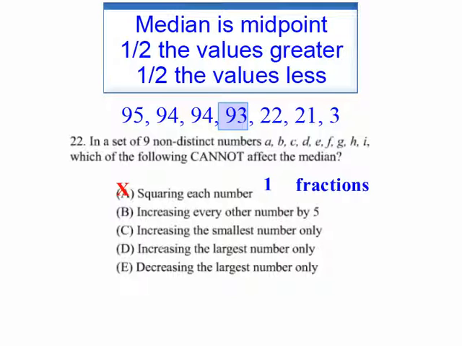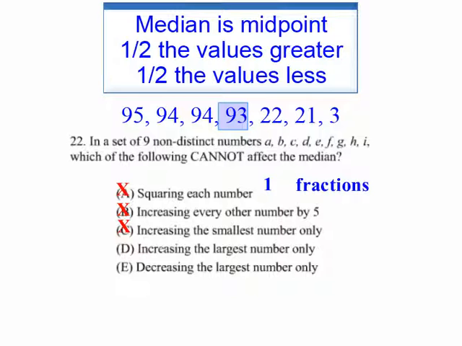If we increase every other number by 5, of course that could change that, because if there's a number less than 5 away from the median, that would have an impact. Increasing the smallest number only. Yeah, as in our case where we had 95, 94, 94, 93, 22, 21, and 3, if we increase 3 by 100, that changes the median.